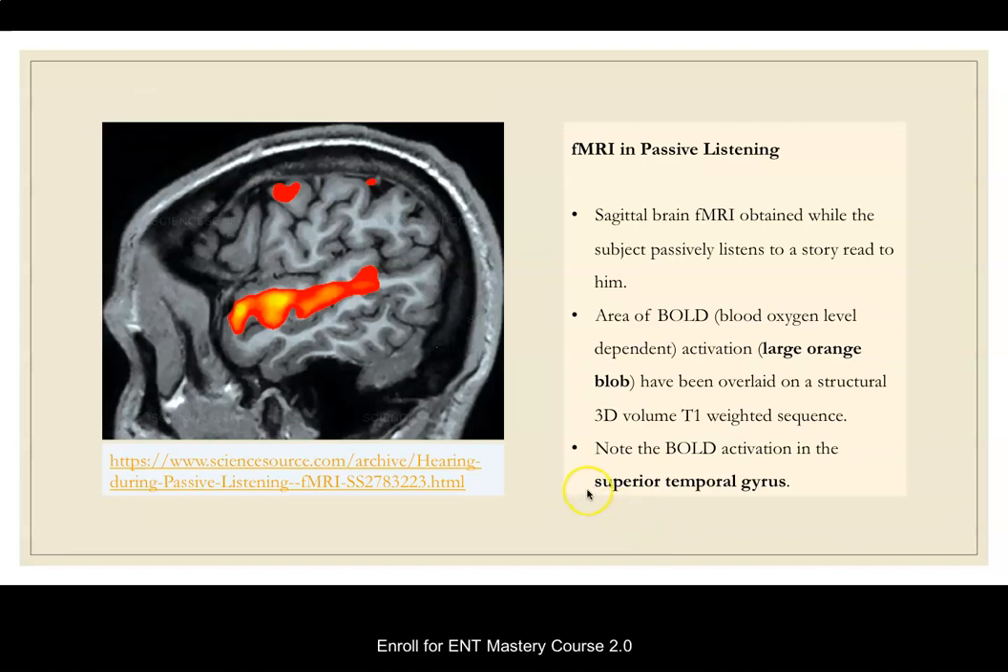Now, this is a picture of blood oxygenation level dependent MRI. This is a sagittal section of the brain, obtained while the subject passively listens to a story read to him. This is the area in the superior temporal gyrus. There is this BOLD activation, the large orange blob. The area of blood oxygen level dependent activation has been overlaid on a structural 3D volume T1 weighted sequence. This is the superior temporal gyrus, and here we have the source of this picture.